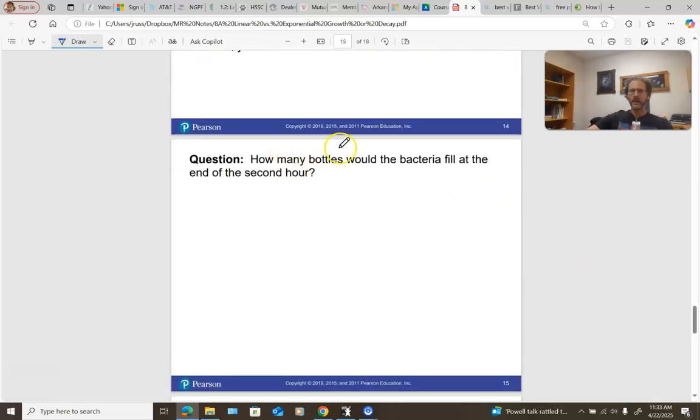So it says, how many bottles would the bacteria fill at the end of the second hour? So at the end of the first hour, the bacteria have occupied exactly 1 bottle. So if the bacteria is doubling and we have a bottle's worth of bacteria at the end of 1 hour, then that next minute the bacteria is going to double again and it's going to end up filling the second bottle. So we would have 2 bottles.